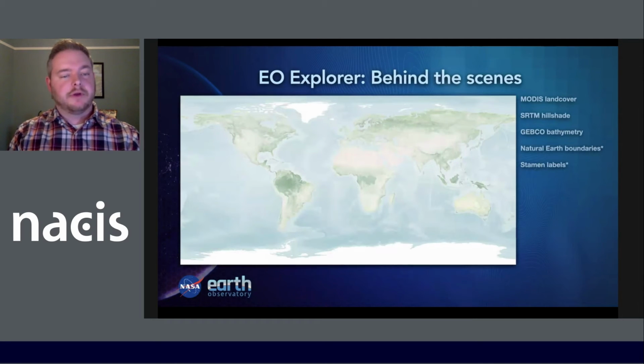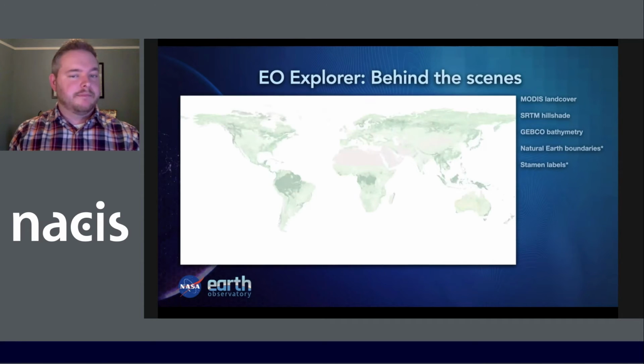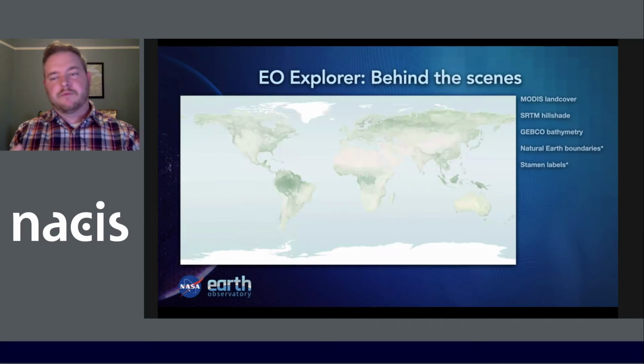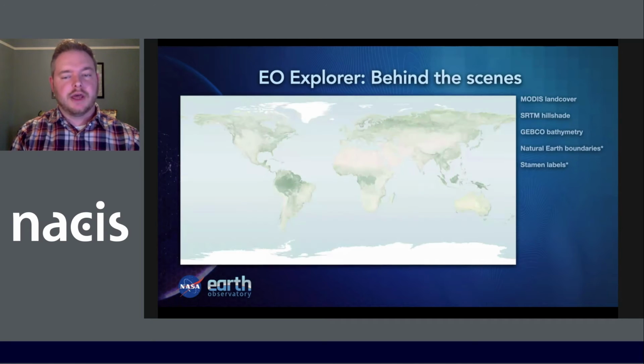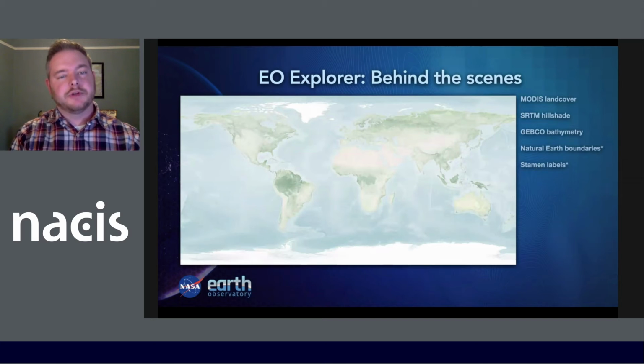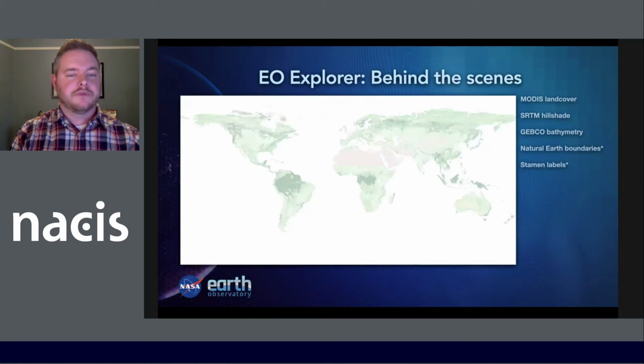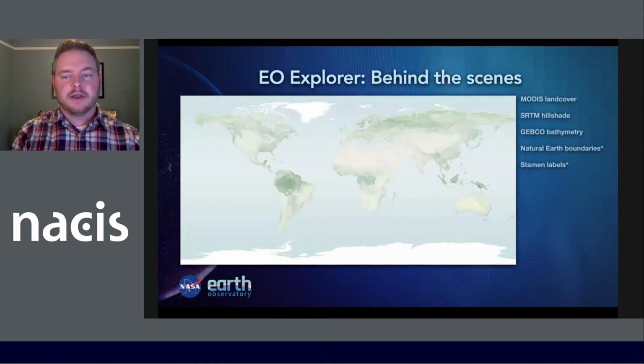There's also GEBCO bathymetry, which might not seem that relevant for images acquired by satellite, but there are certainly a lot of cases where we have undersea eruptions and things like that, or shallow reefs, and you can easily find a lot of imagery pertaining to those sort of features using this map because of that data.